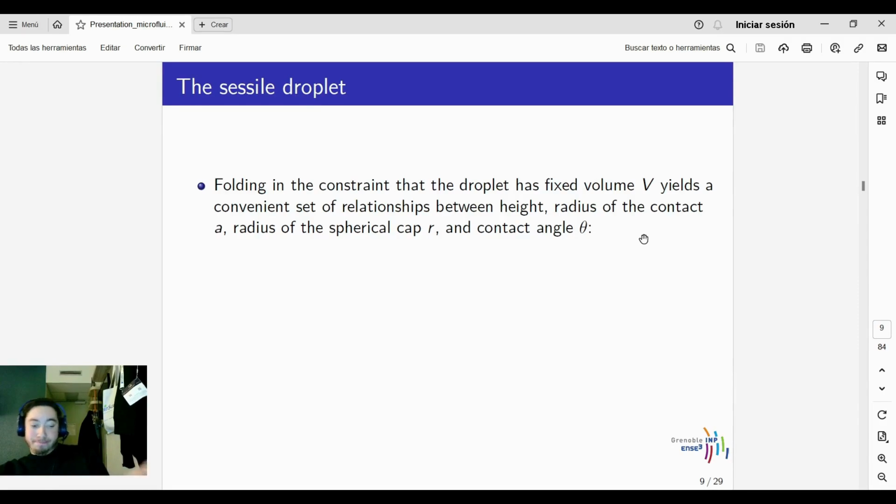If we start from the assumption that the volume of the drop doesn't change after the induction of an electric field, so the drop will deform, but the volume doesn't change, it will lead us to make some relationships between these parameters that we have established before.